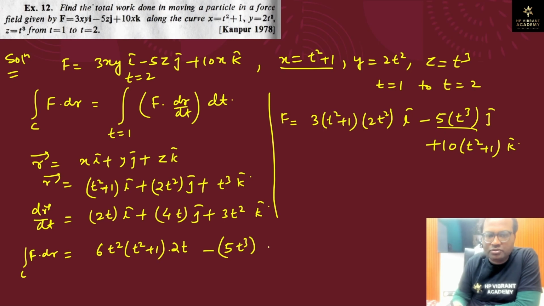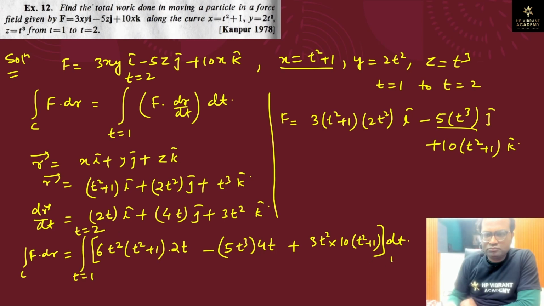into, this is 4t, plus 3t² into 10(t² + 1) into dt. Okay, so this is whole dt, and t varies from t = 1 to the upper limit. On solving this we will get the value as 303 units. This is the total work done.